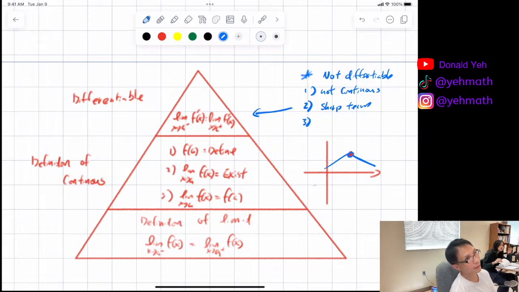What? The endpoint? Oh, endpoint's a good one. Endpoint's not differentiable as well. Oh, that's good. That's right. I like that. I'm definitely gonna add that one. Yes. There's one more situation though.